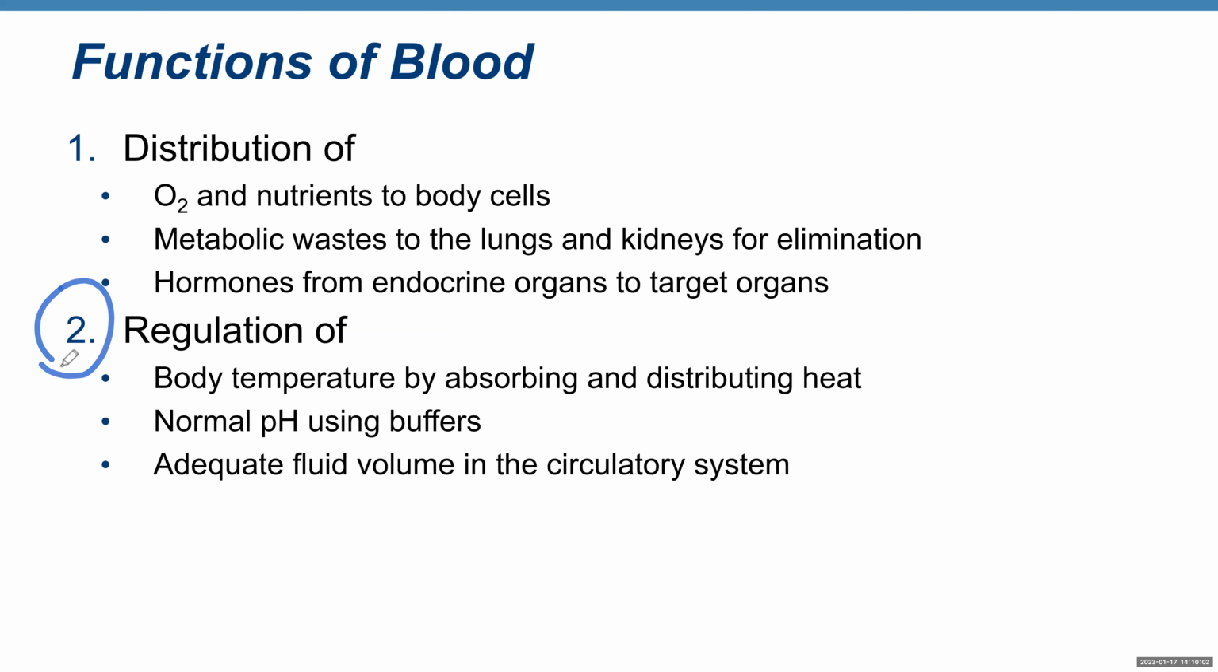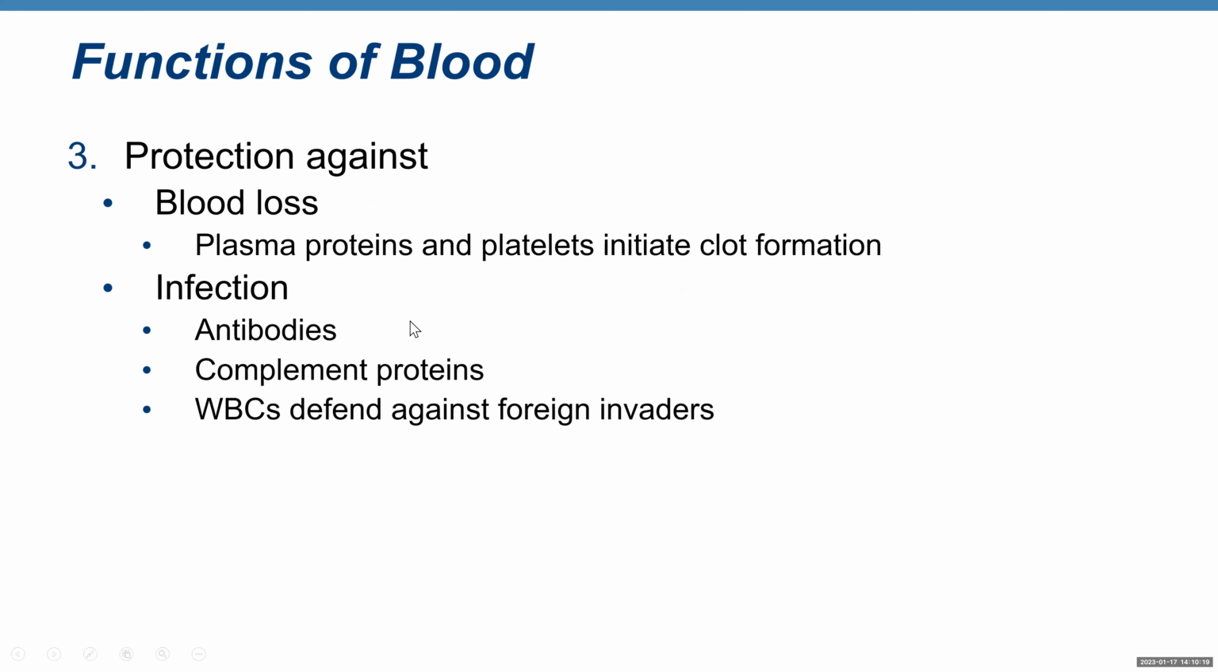Regulation is another function. Your blood regulates body temperature by absorbing and distributing heat, normal pH using buffers, and adequate fluid volume in the circulatory system. Another function of blood is protection against blood loss. Plasma proteins and platelets initiate clot formation, and protection against infections: you have antibodies, complement proteins, and white blood cells that defend against foreign invaders.